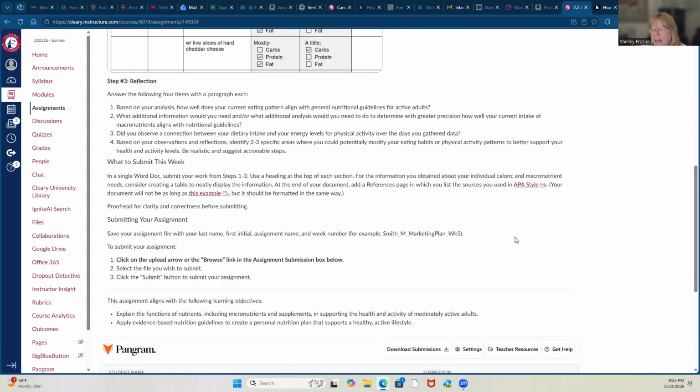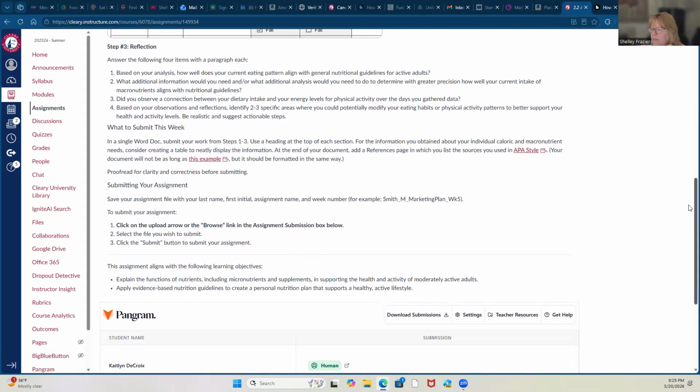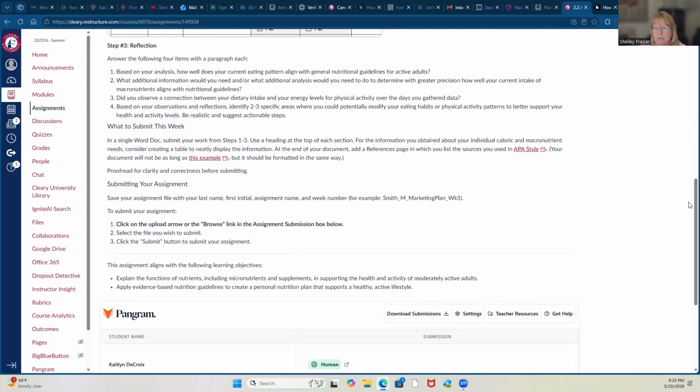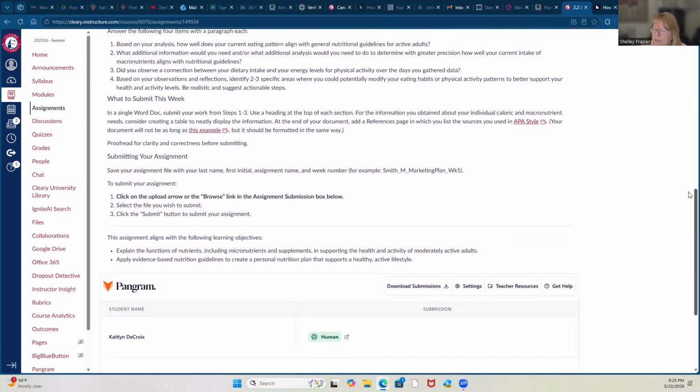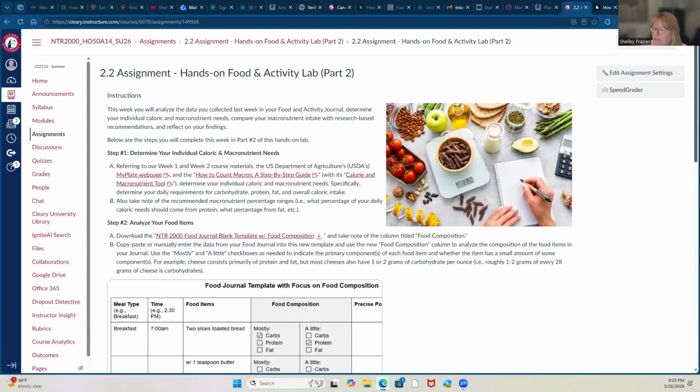At the end of the document, add a reference page in which you list the sources you use. So if you use things from your readings, list those. If you used AI, I need to see that you said that you used AI. Doesn't necessarily have to be in the reference page, but remember, AI is a tool. It shouldn't write your whole assignment. Submit it. It tells you how to submit it. I think it's worth 20 points. As long as you have everything there, you shouldn't have a problem with getting all the points.